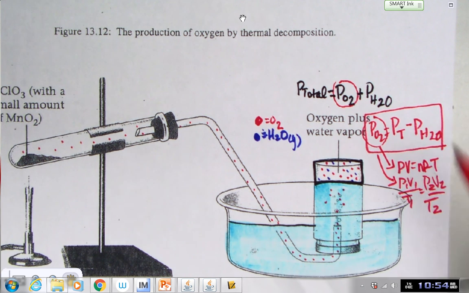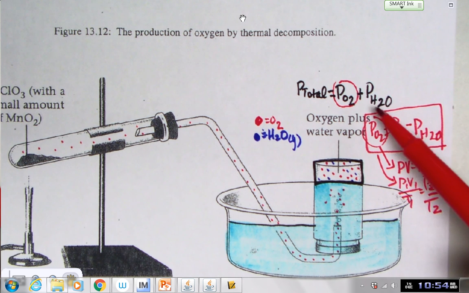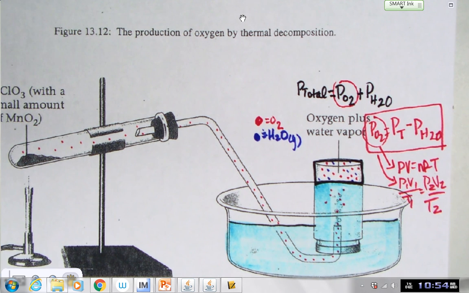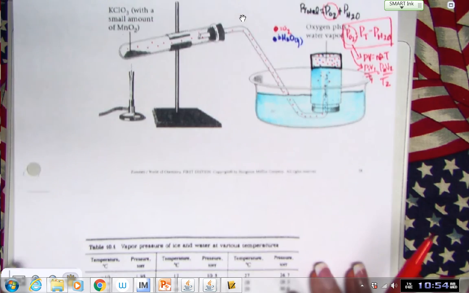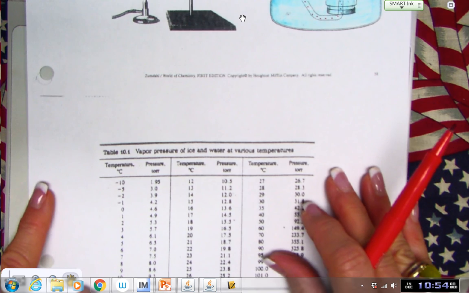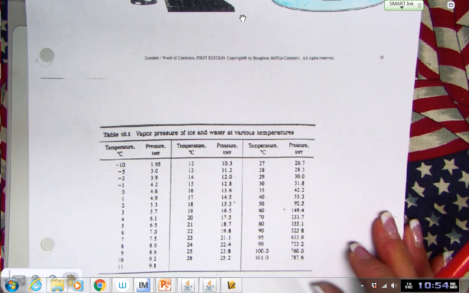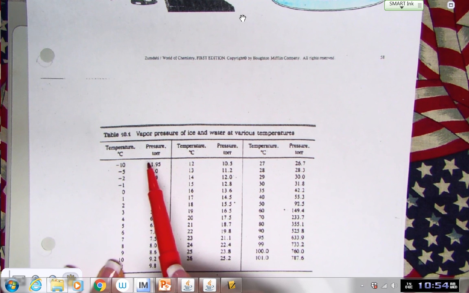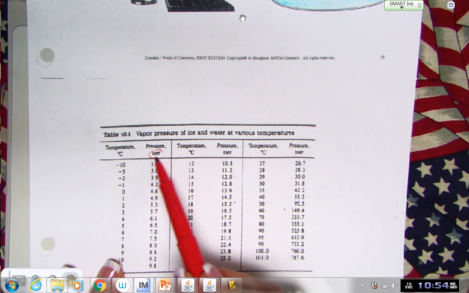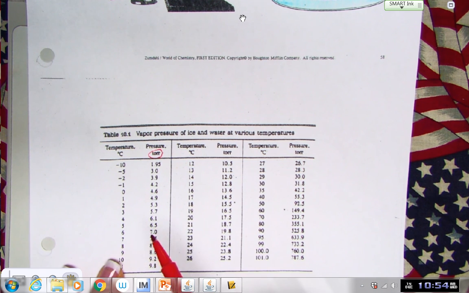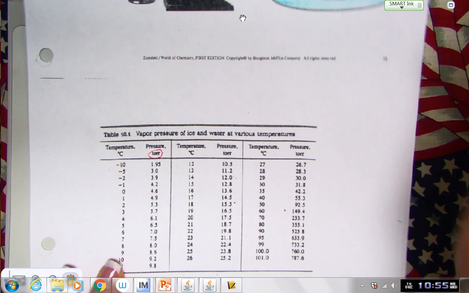Now you may be wondering, where are we going to find the pressure of water? Well, the handout that I've given each of you has at the bottom of it the vapor pressure chart. The vapor pressure chart here has the vapor pressures of water at various temperatures ranging from -10 degrees Celsius all the way to 101 degrees Celsius. Do pay attention that these pressures are in torr, so you need to make adjustments depending on the gas law you are using to make sure your units are in agreement with one another.